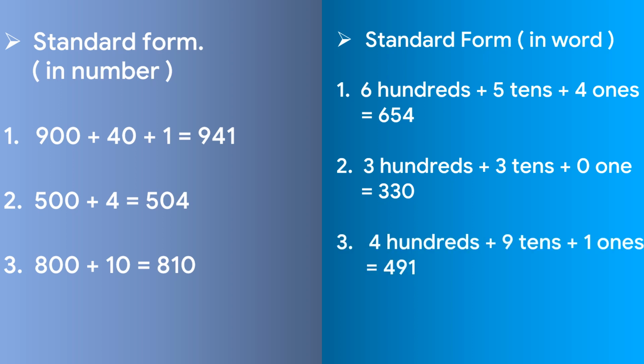Now your next number is 400 plus 9 tens plus 1 ones. Before the hundreds they gave 4, that's why your number starts from 4. Then before the tens they gave 9. That's why in the place of tens we write 9, and before the ones they gave 1. That's why you have to write 1 in the place of ones. So the standard form for 400 plus 9 tens plus 1 ones is 491.